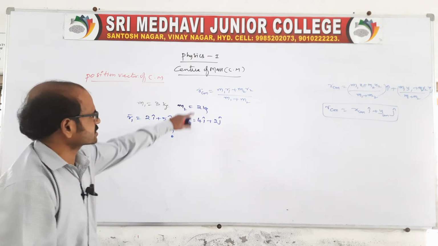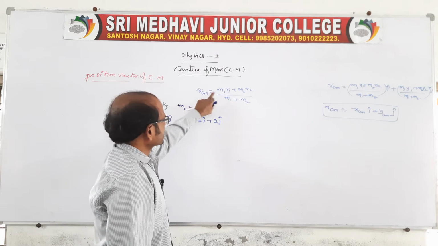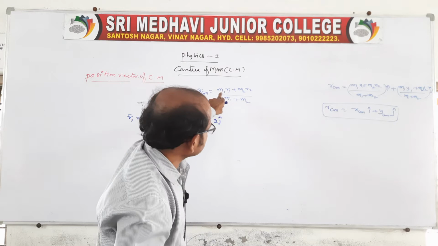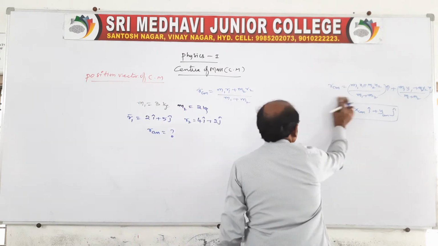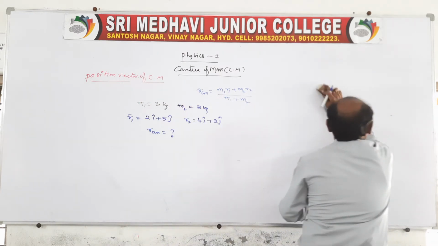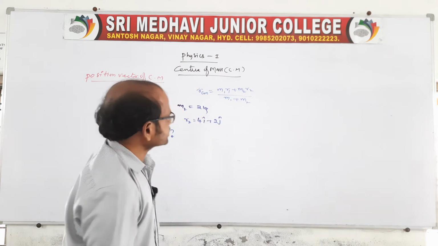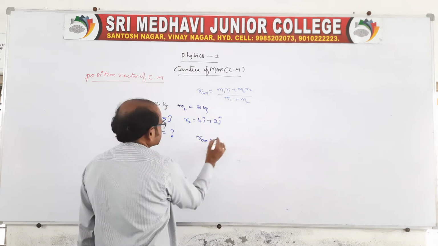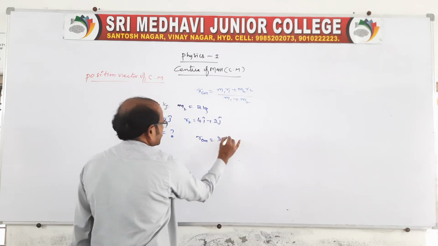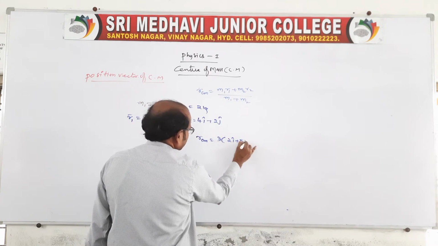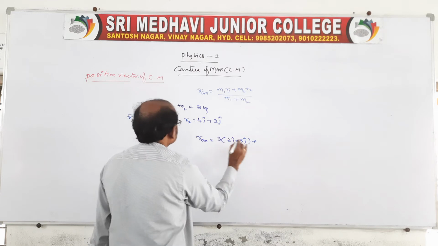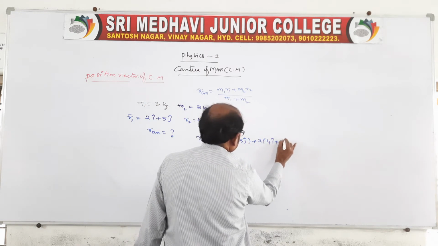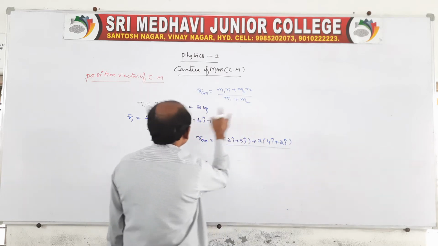For a two particle system, of course we know RCM is equal to m1 r1 plus m2 r2 by m1 plus m2. Just replace r1 and r2 and m1 and m2 with the given values. So you write here like this. RCM is equal to m1 is given as 3, r1 is given as 2 i cap plus 5 j cap, plus m2 is 2 into 4 i cap plus 2 j cap, by m1 plus m2, that is 3 plus 2.